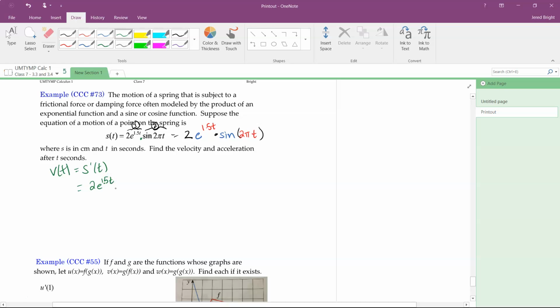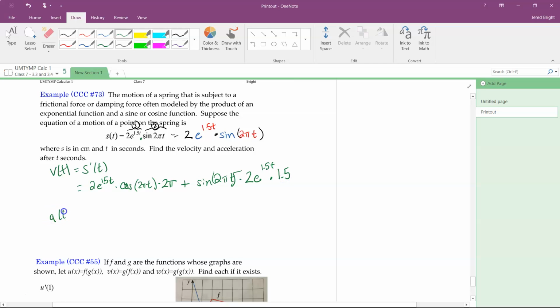at least for velocity, 2e to the 1.5t, times cosine, derivative of the outer, of the blue function, 2 pi t, times the derivative of the inner, 2 pi, plus, and then the second one, sine 2 pi t, times the derivative of the first, so 2e to the 1.5t, just e to the whatever is its derivative, e to the whatever, times the derivative of the exponent, 1.5. And that would be our velocity function.